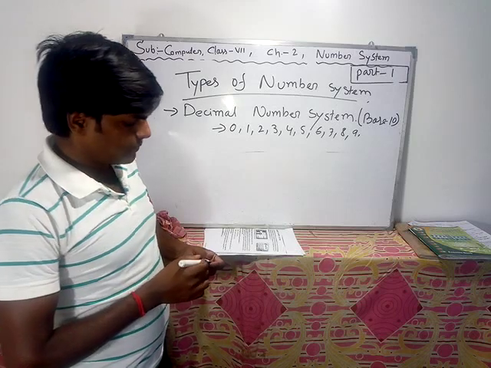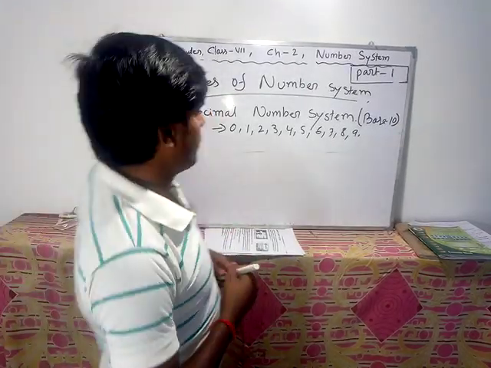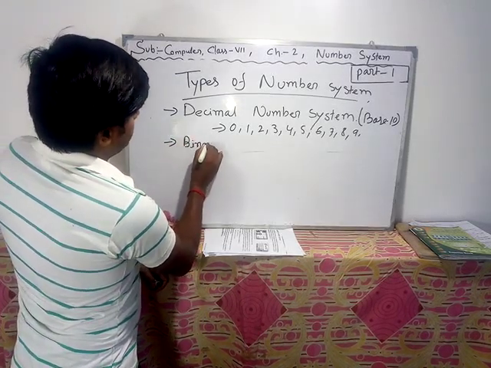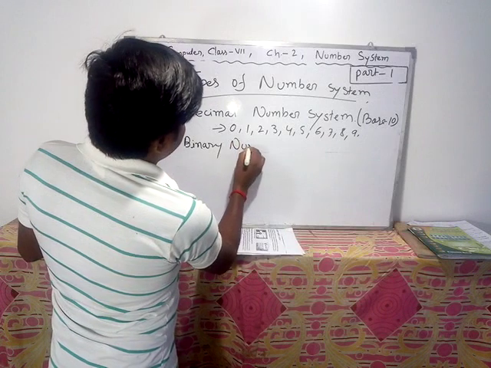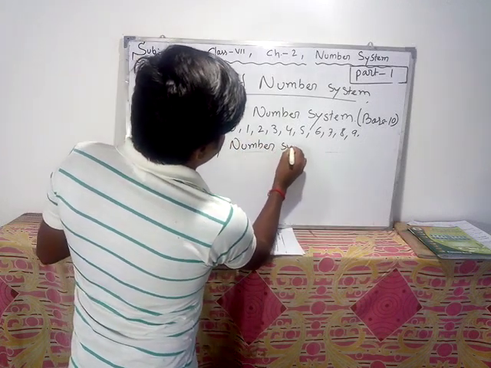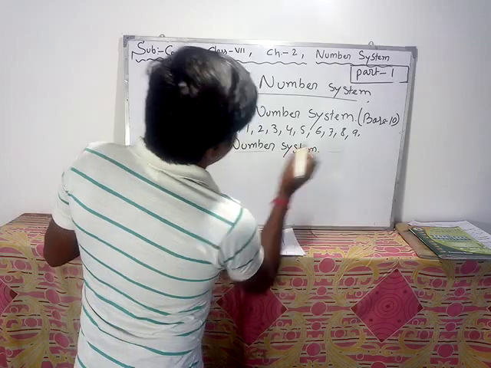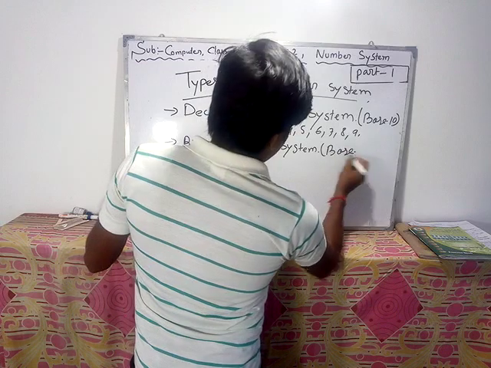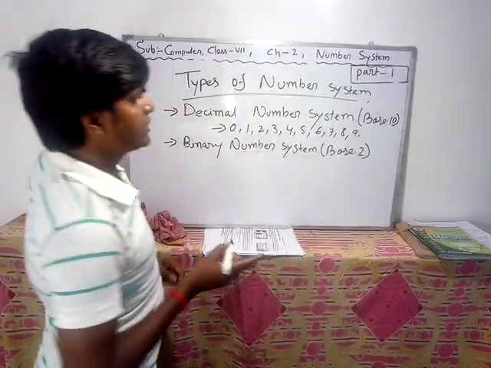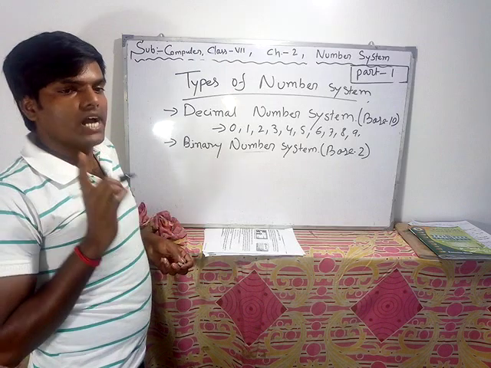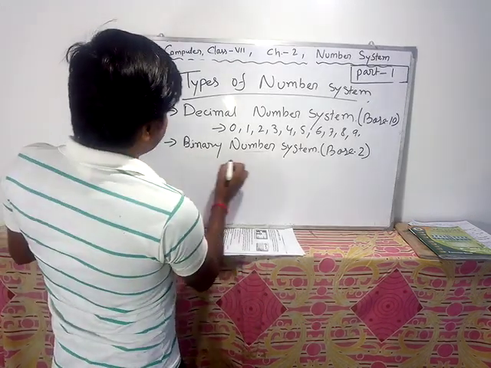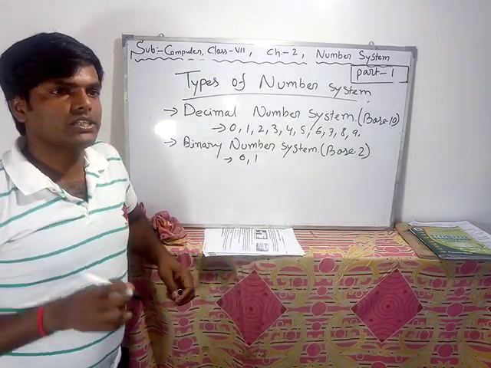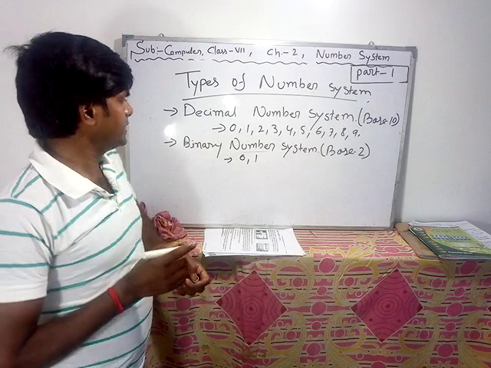The next one is the binary number system. The binary number system has base 2. It has only 2 digits: 0 and 1.